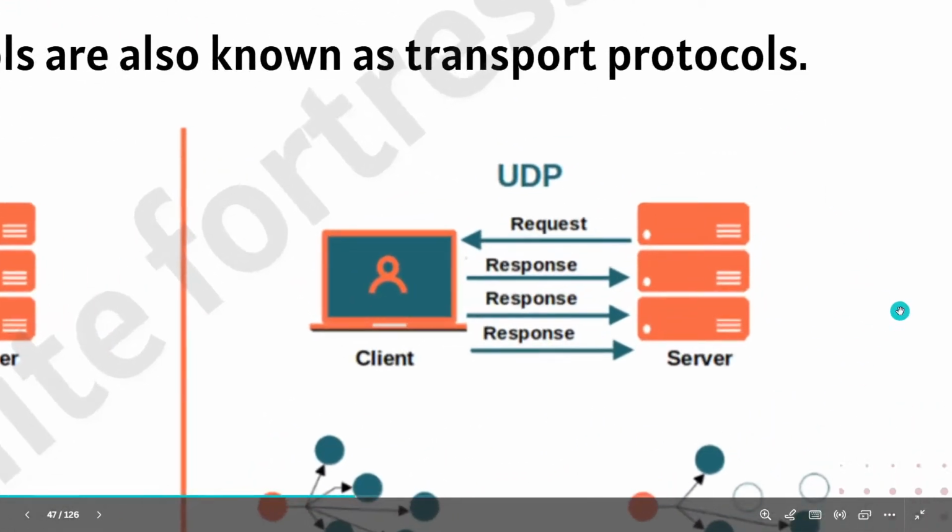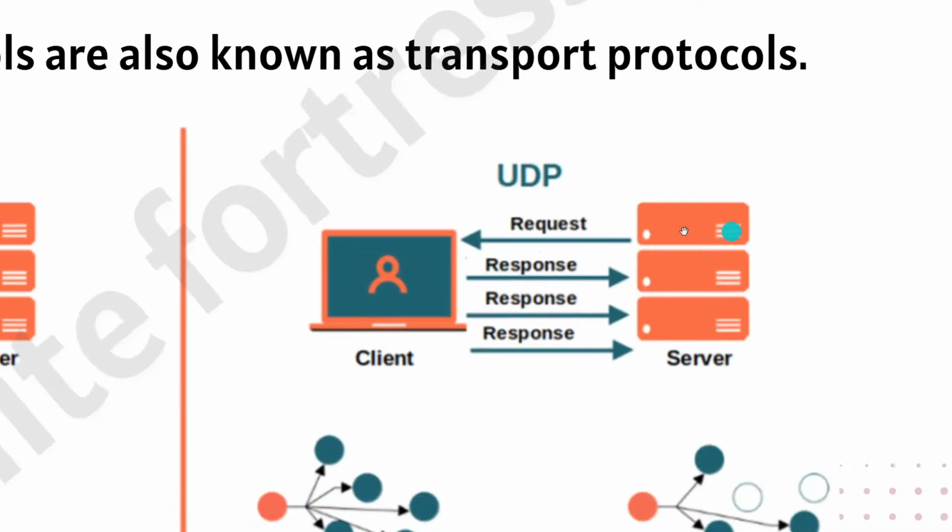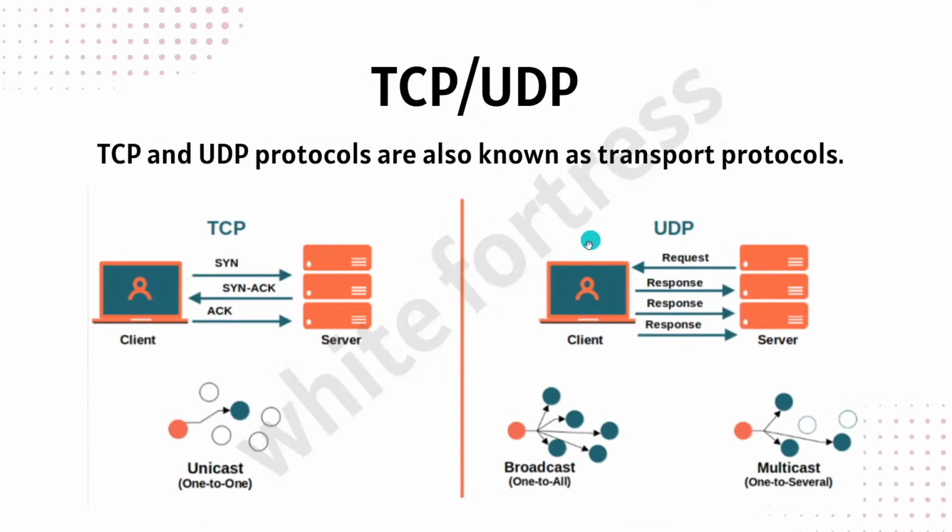But what happens in UDP? In UDP, whether it is the client or the server, one requests the data, and then the other party starts sending the response. They do not care if the connection is maintained or broken. They just have to send the packets continuously until the data has reached. For example, in your video calling, the UDP protocol is used.